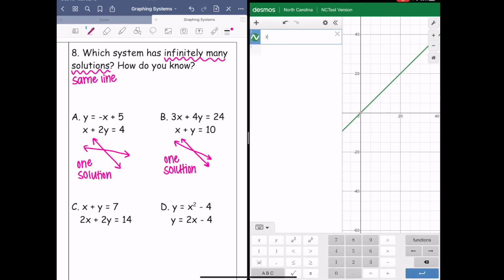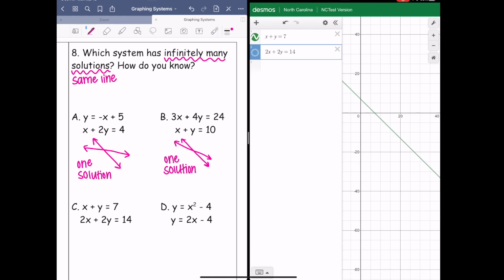So x plus y equals 7 and 2x plus 2y equals 14. Okay, so notice what happened just then. The green line that I had graphed was covered up by the purple line.